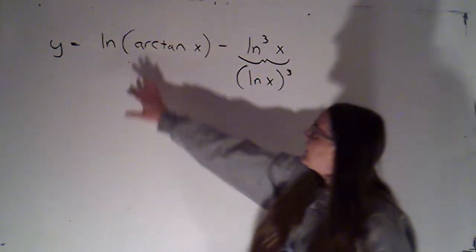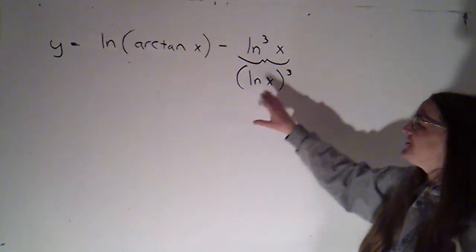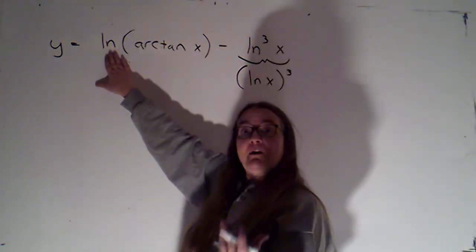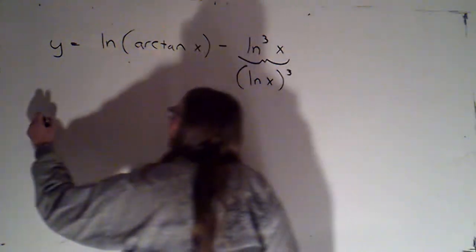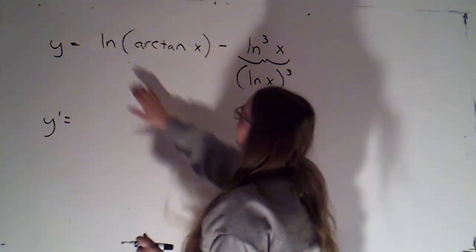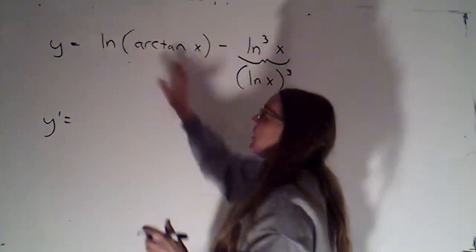We can see that y is a difference of two function compositions. Here the natural log is the outside part. Here the natural log is the inside part. So y prime, the derivative of the natural log is the reciprocal.